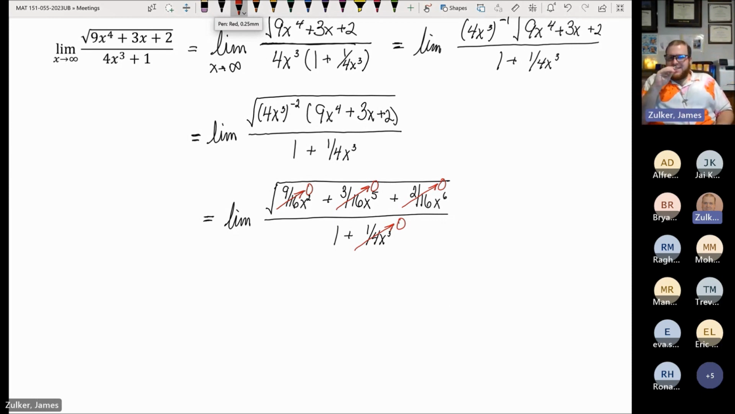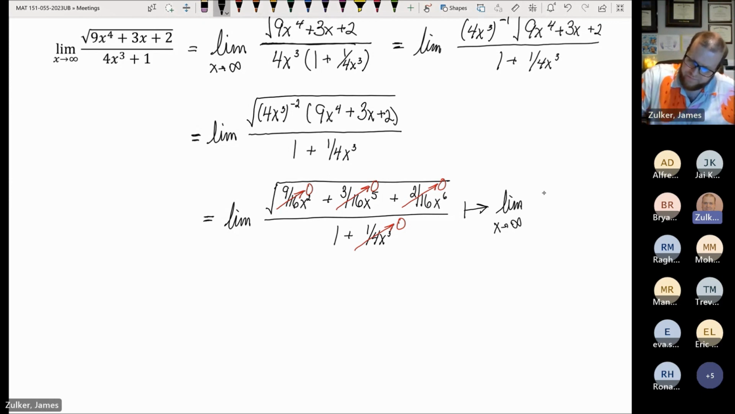Any term that has a constant numerator and a positive power of x in the denominator is going to go to 0. So this limit behaves as the limit as x approaches infinity of 0 over 1. And that limit is just simply 0.